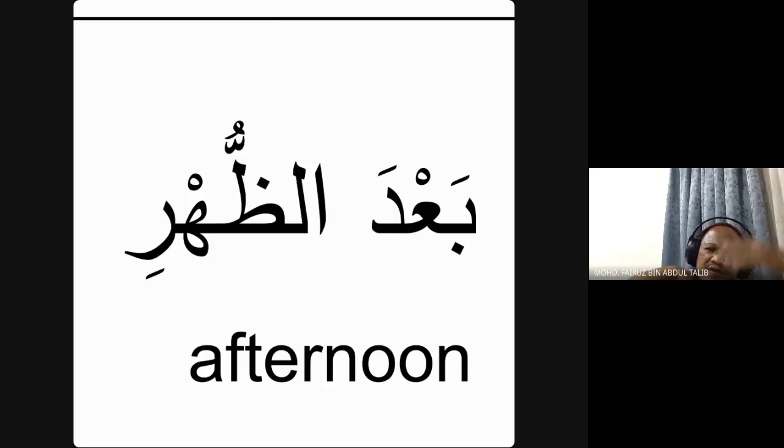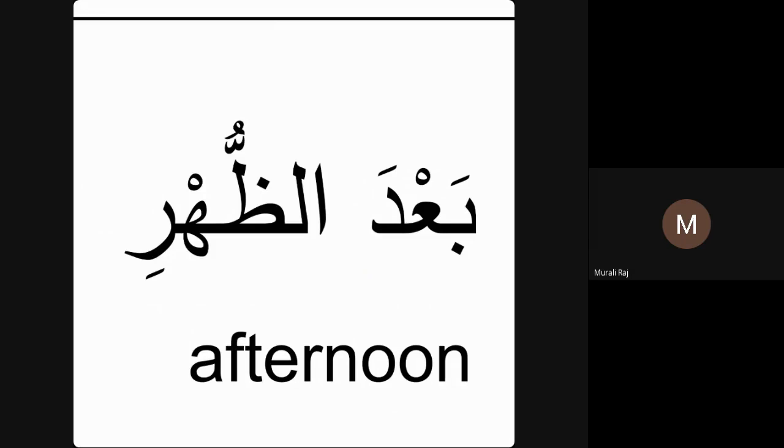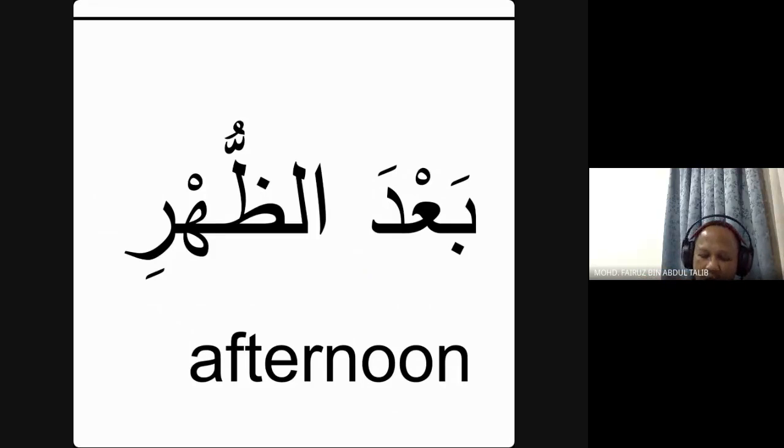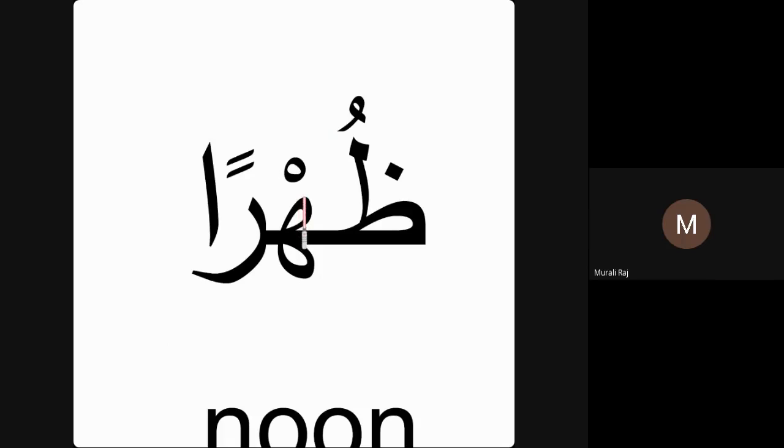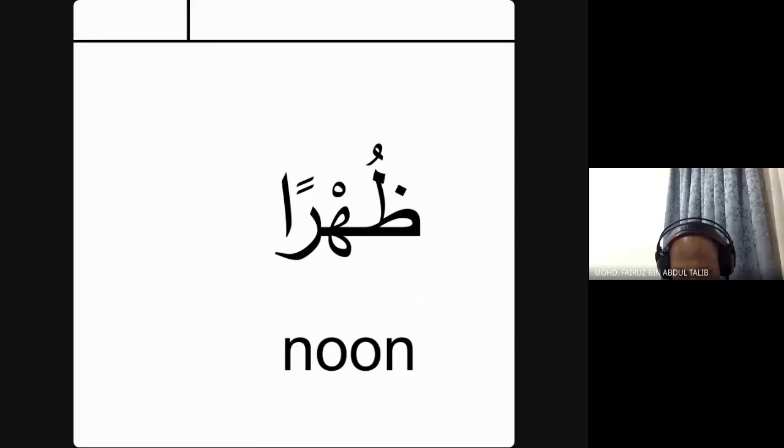Now the third word. You want to say afternoon. Zuhran. Again. Zuhran. This is the letter Za. So with this symbol, Zu. Zuhran. Zuhur.